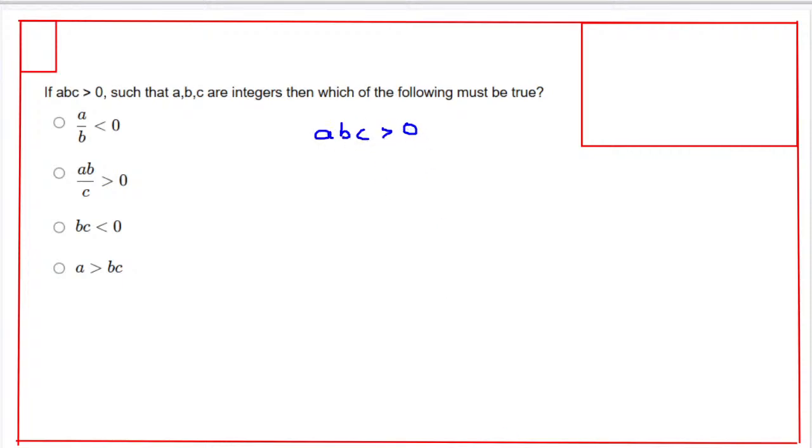The multiplication of A, B, C is positive. It can be that all of them are positive, or two are negative and one is positive. These are the two possibilities.